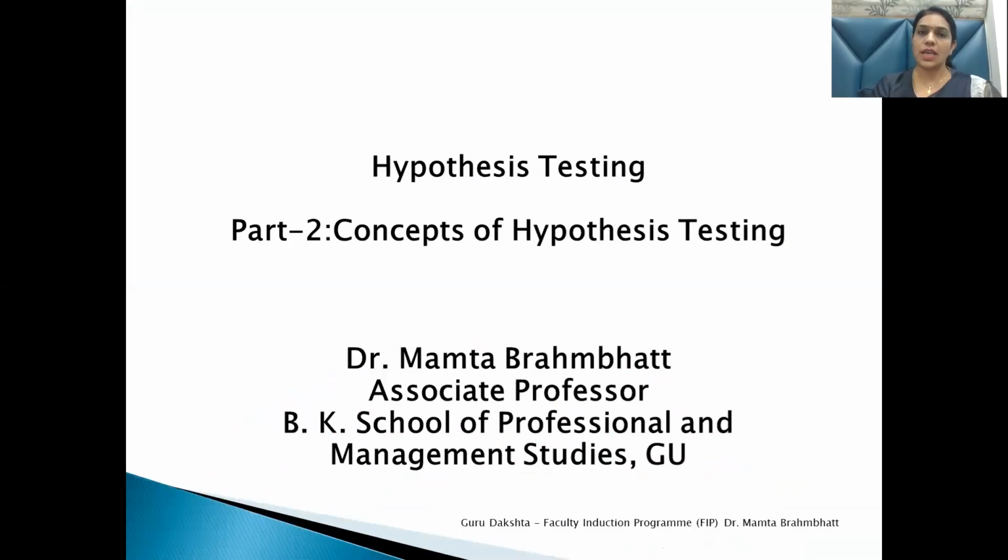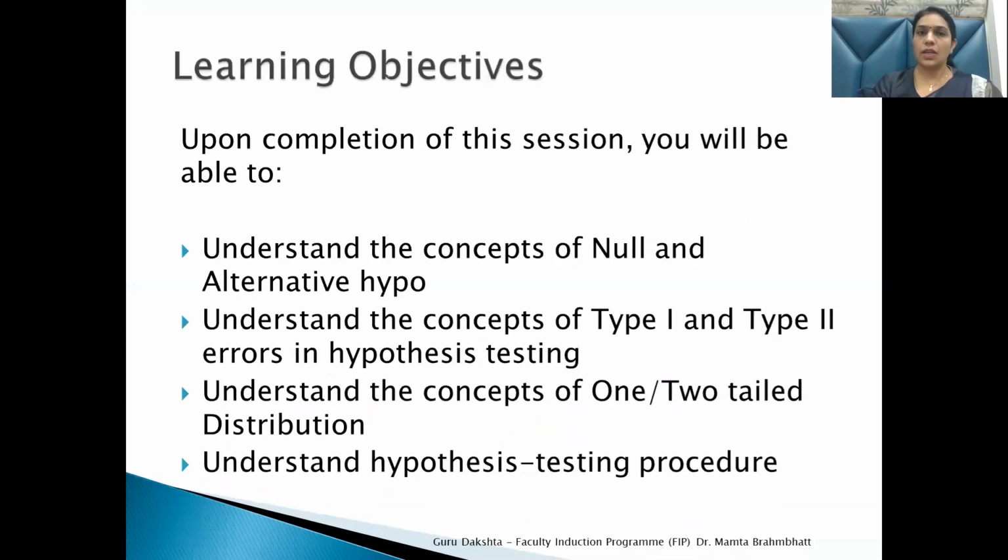In today's session, I am going to cover the concept of hypothesis testing. What are the learning objectives of this session? Upon completion of this session, you will be able to understand the difference between null hypothesis and alternative hypothesis, how type 1 and type 2 errors are different from each other, understanding the concept of one-tail and two-tail distribution, and understanding the procedure of hypothesis testing.